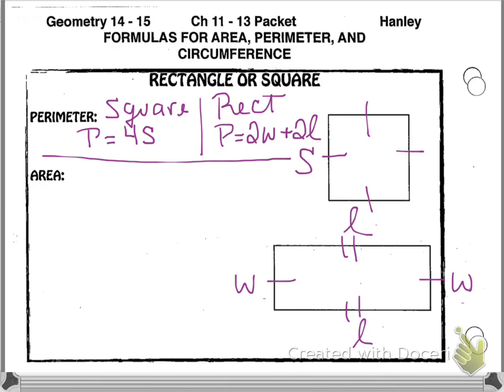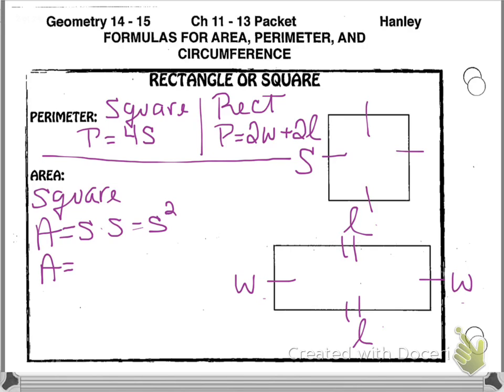Alright, and then next we have area, let's do a square first. Okay, well with a square, area is always length times width, but again in our case it happens to be the 2 same values, S times S, which we can simplify to S squared. So area of a square is just the side length to that power. And then for a rectangle, it's just length times width. So that's your area for a rectangle.